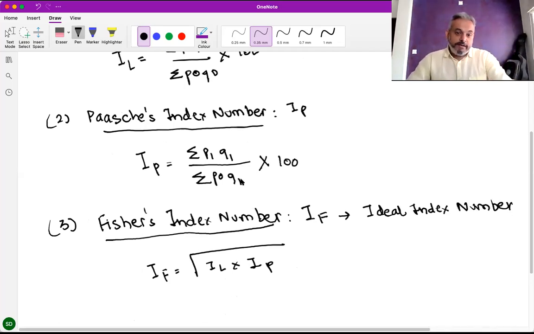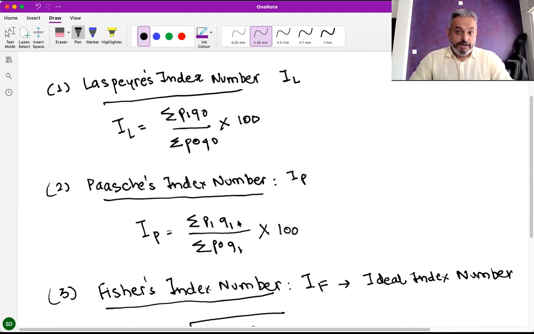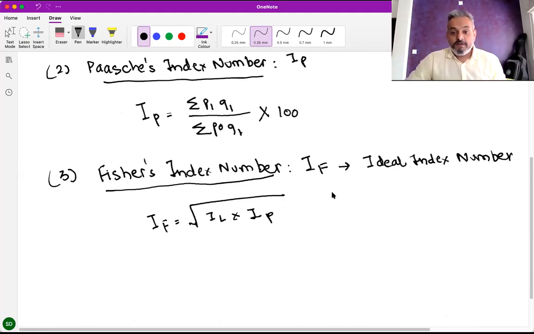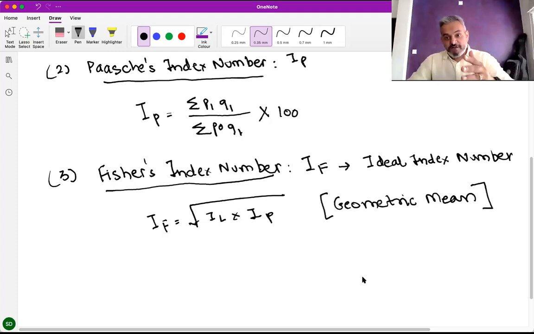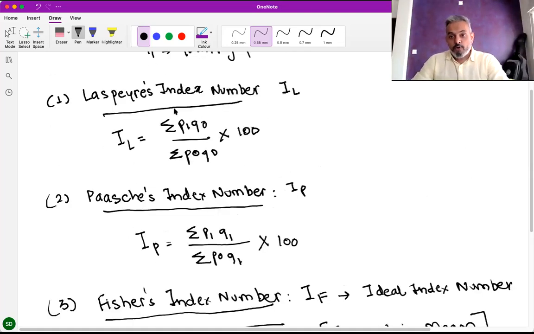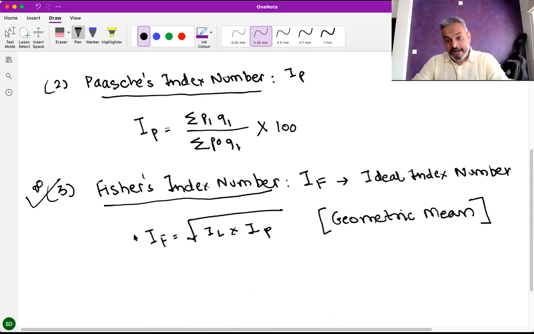See how smart. Laspeyre said quantity of base year, Paasche said quantity of current year, and Fisher said under root of the formulas of both, which is geometric mean of Laspeyre and Paasche, and Fisher's index number became the ideal index number. Now, in the sum, if you are asked to find out all the three, the first one, the second one, and definitely the most important and the ideal, the third one, then you can go for this formula.